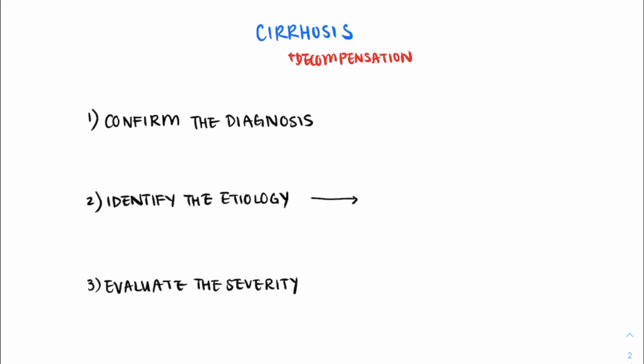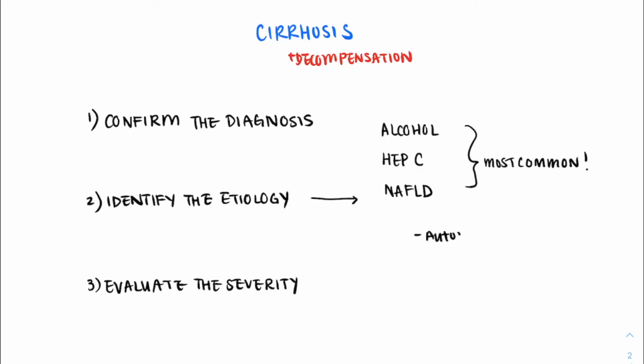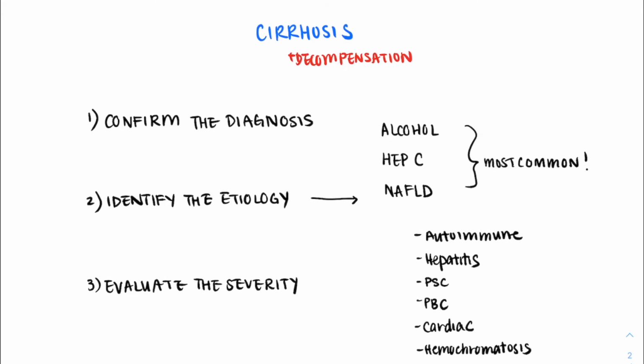Treatment of the underlying etiology is the only way to prevent the progression of cirrhosis. We should always consider chronic alcohol use, chronic hepatitis C infection, and non-alcoholic fatty liver disease, which are the most common causes of cirrhosis. However, at least once, every patient should have screening for other causes including autoimmune conditions, other hepatitis infections, primary sclerosing cholangitis, primary biliary cholangitis, cardiac cirrhosis, and hemochromatosis. Patients can have more than one etiology of cirrhosis, and it's important to treat every contributing risk factor.